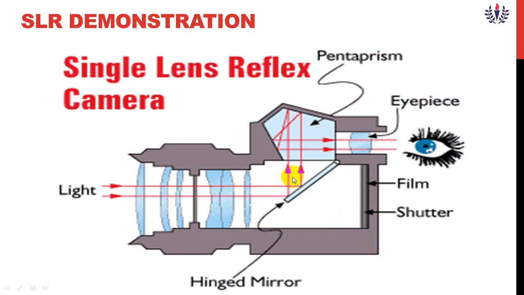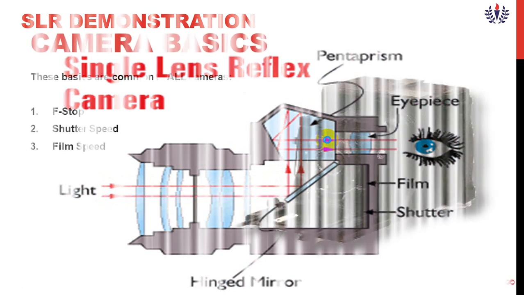Now, for example, the lens will be here. When you pass the light, what happens? This light will hit this particular mirror and it will be reflected to this pentaprism, which is the top view of the camera, then it gets into the eye space. This is the operation here. The direction of the light is a single line, in a cross sectional view at a 45 degree angle.